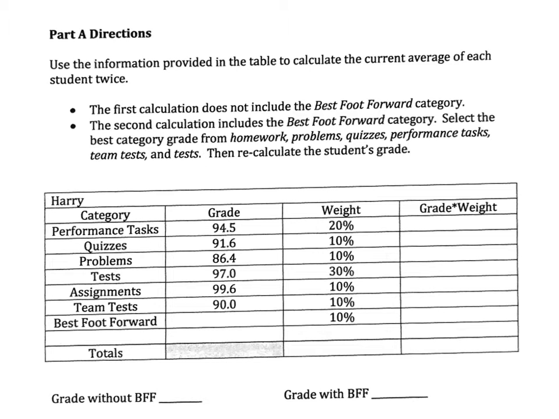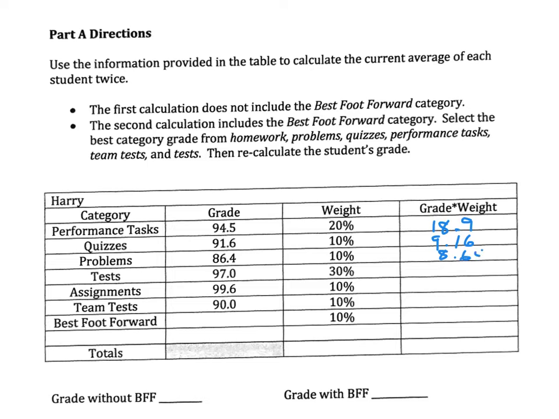So we'll start with the performance task, 94.5 times 20%. Well, 10% would be 9.45. 20% is double 10%, so double 9.45 is 18.9. 10% of any number is 1/10 of that number, and dividing by 10 is one move of the decimal place to the left. So 91.6 is 9.16.